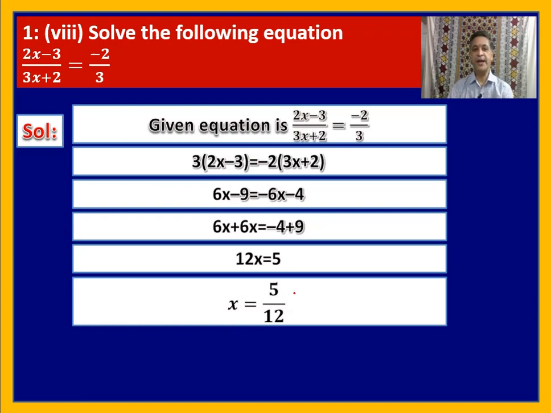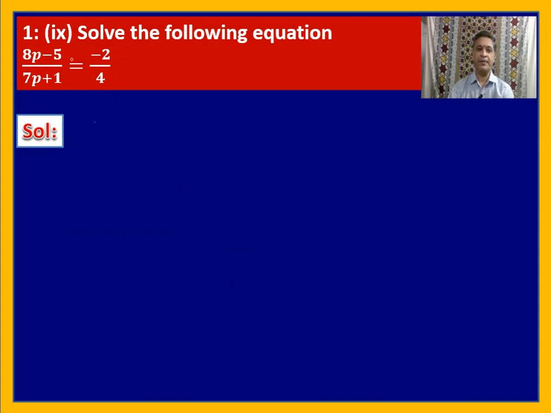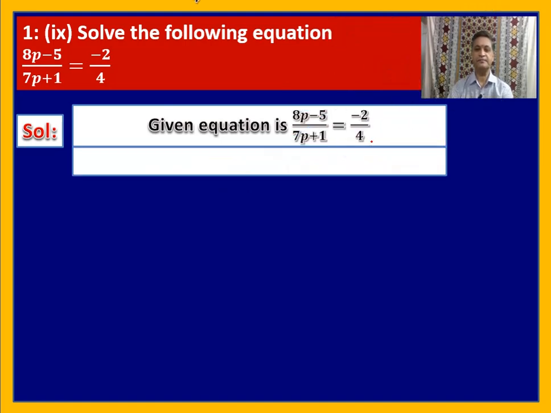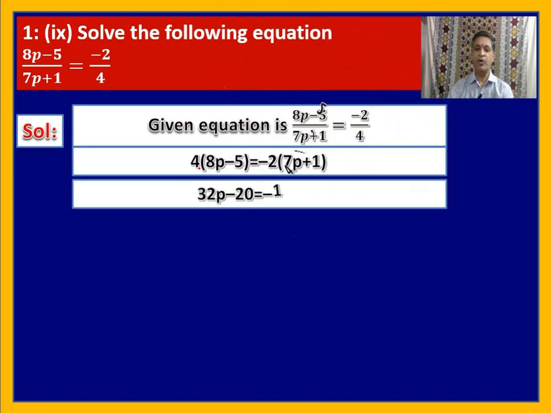Now go to 9th Roman in first problem. So solve the following equation. 8p minus 5 by 7p plus 1 is equal to minus 2 by 4. In the same manner as 8th Roman. Given equation is 8p minus 5 by 7p plus 1 is equal to minus 2 by 4. By cross multiplication you get 4 into 8p minus 5 is equal to minus 2 into 7p plus 1. By expanding this equation, 4 into 8, 32p minus 20 is equal to minus 14p minus 2.